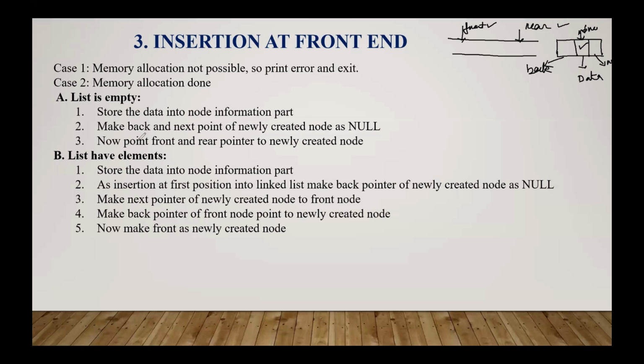For example, we create a node, and memory allocation is successful. Then we have to create the node. For example, this is address 100. Store the information into it, for example the first information we want to store is 10. Make the back and next pointers of the newly created node null. Why? Because it is going to be the first node. If it is the first node, there is no previous node and no next node, so we store a null value in each.